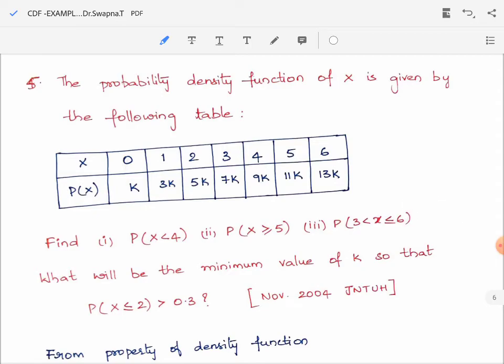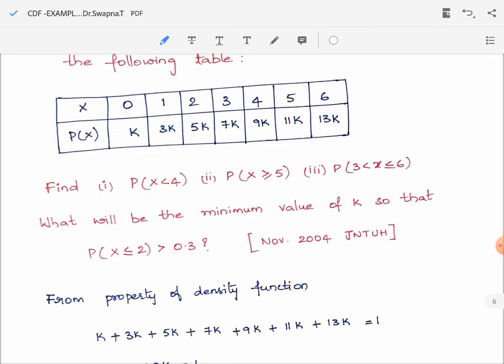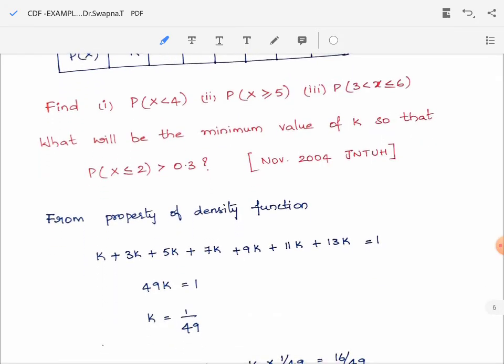So from the property of the density function, the sum of all the probabilities is equal to 1. So k plus 3k plus 5k plus 7k plus 9k plus 11k plus 13k is equal to 1. Find out the k value. k is equal to 1 by 49.